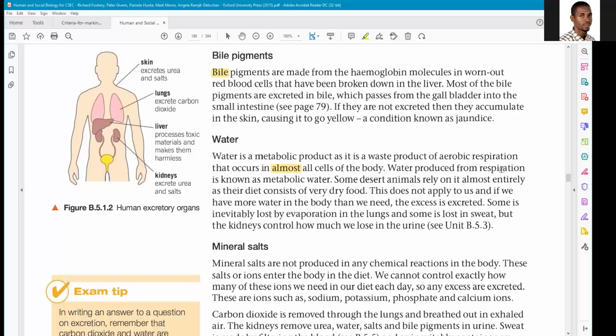And if we have more water in the body than we need, the excess is excreted. Some is inevitably lost by evaporation in the lungs, and some is lost in sweat. But the kidney controls how much we lose in the urine. Like I tell you, you lose water every minute of the day in sweat. You lose more on a hot day, and you lose less on a very cold day.